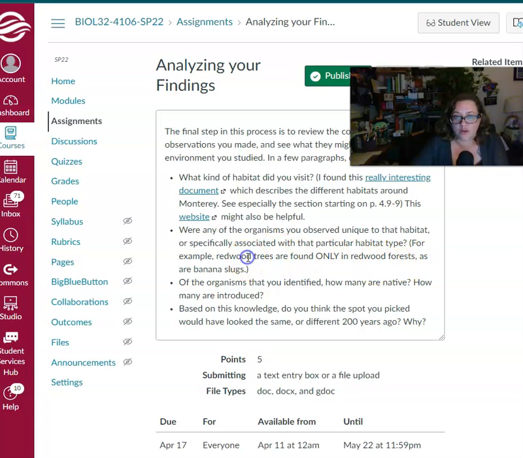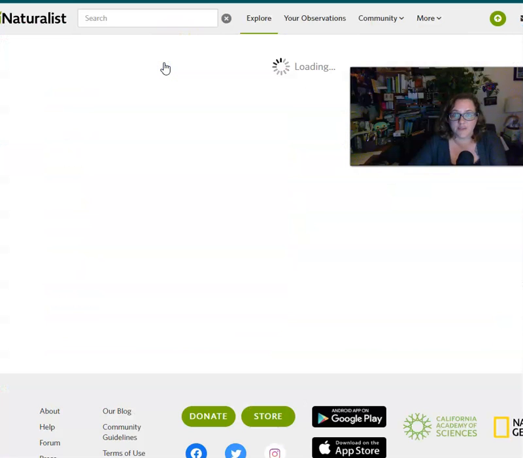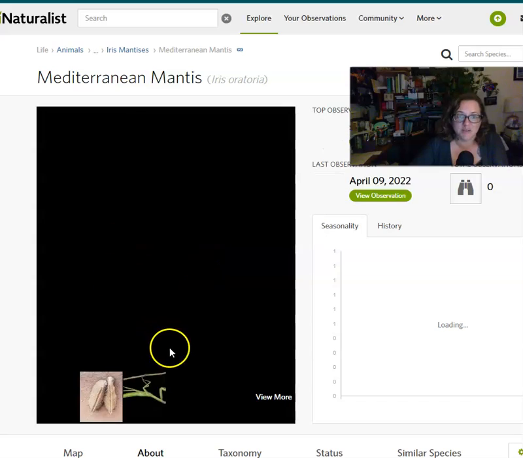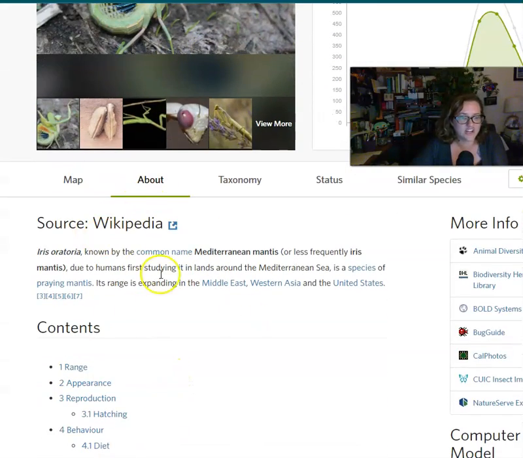For example, the redwood trees or the cypress cedars. Well, the redwoods are not only found there, but some of the cypress trees are only found in Monterey and nowhere else in the world. Where do I find this information out? Well, I go and find the species. Once I click on the species name, it takes me basically to the Wikipedia page. They love doing this. So here's the Wikipedia page.